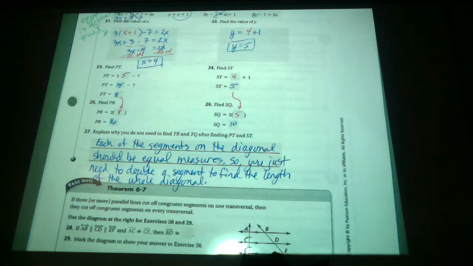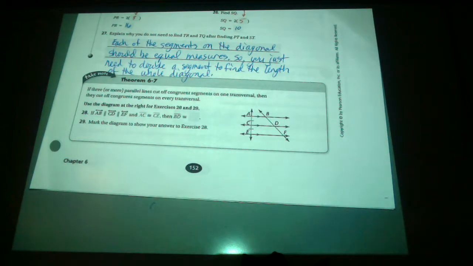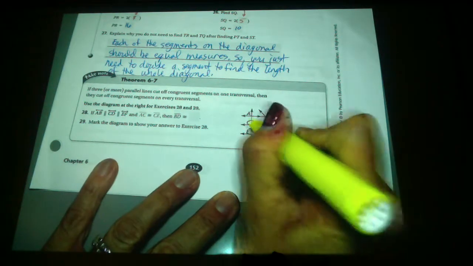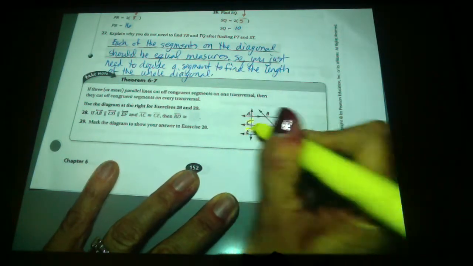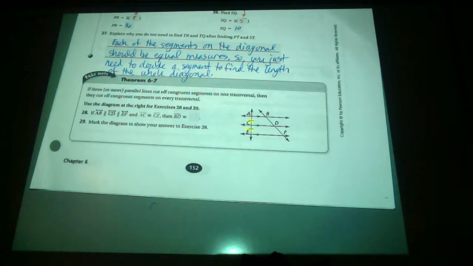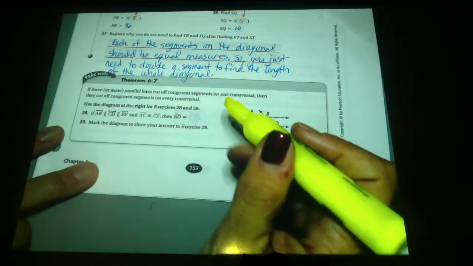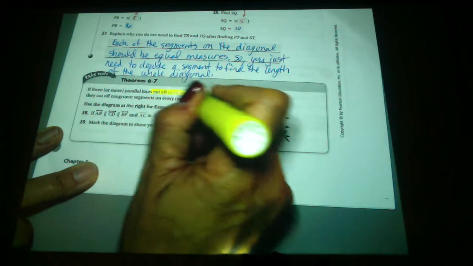All right, so then let's look at theorem 6-7. It's one more theorem associated with not necessarily parallelograms, but parallel lines that are cut by several transversals. If 3 or more parallel lines cut off congruent segments on one transversal, then they cut off congruent segments on every transversal. So you can see right here in the picture that there's a tick mark here and a tick mark here. It's a little bit hard to see. But that's what they're referring to when they say cut off congruent segments.